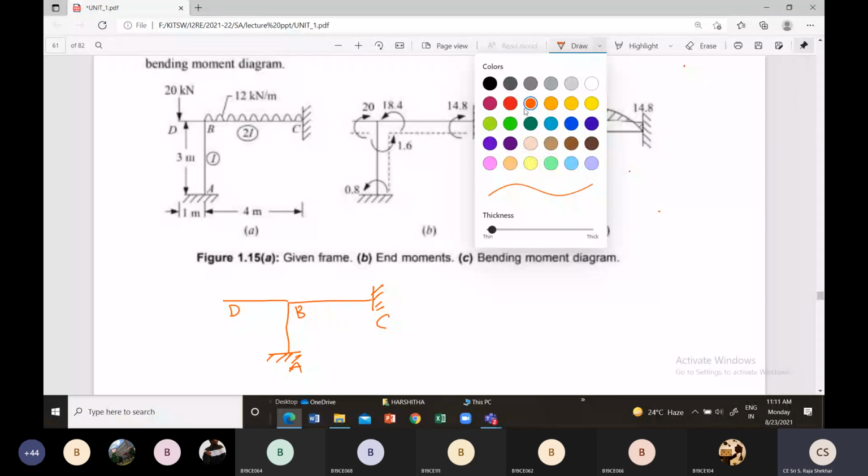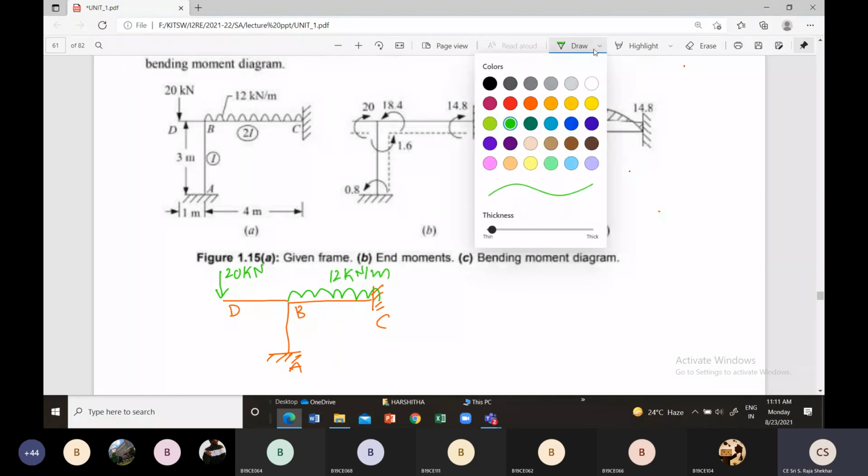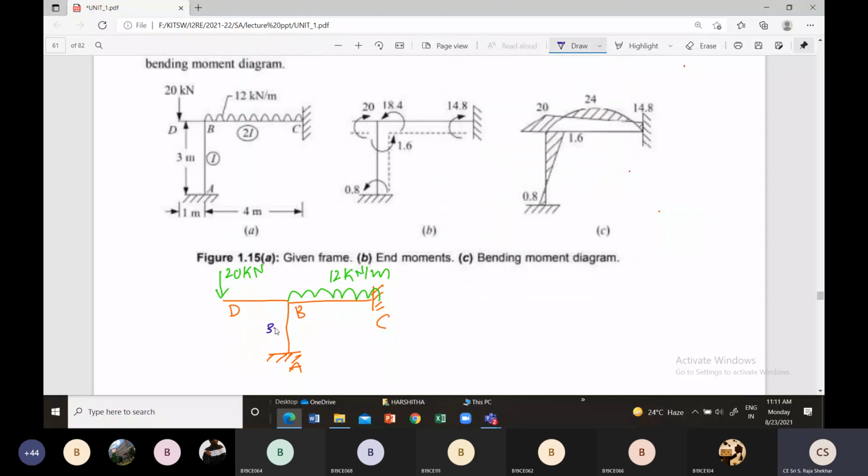So loading: a load of 20 kN is acting. Here a uniformly distributed load of 12 kN per meter is acting. I'll show you the dimensions also: 3 meters in height and 4 meters in length. This is 1 meter. The length of BD is 1 meter, the length of BC is 4 meters, and the length of AB is 3 meters.